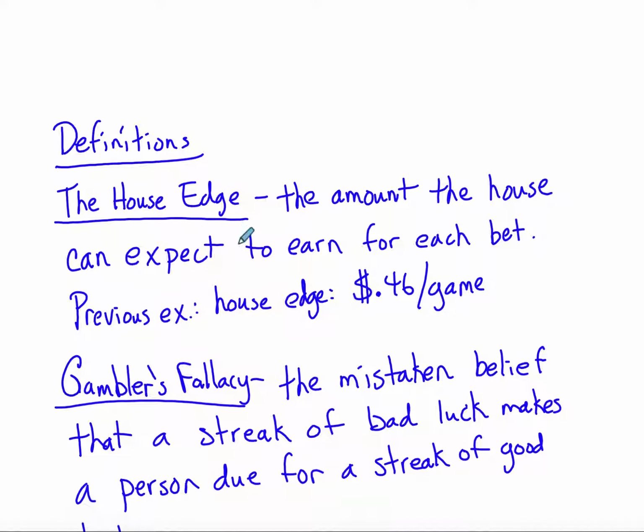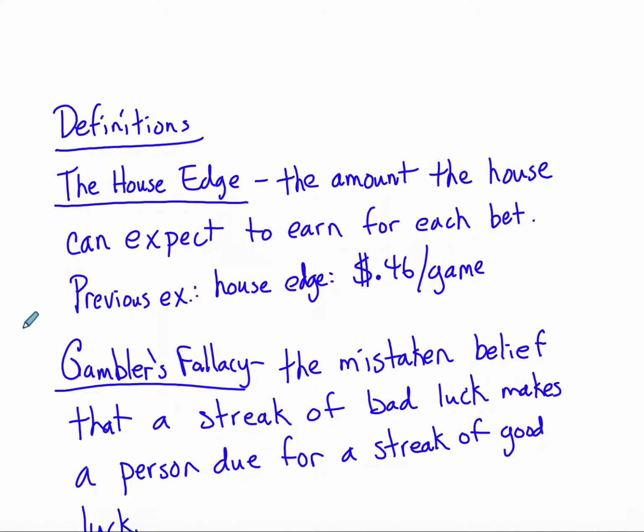Another thing to talk about is this idea of the law of large numbers, which gets us to a concept called the house's edge. If you ever do any kind of gambling, you will notice that the house actually will win. That's why casinos are so big and so luxurious, because they actually are winning. And that's because they have what we call a house's edge, which is the amount the house can expect to earn for each bet. So in the previous example, the game that we were playing, you lost 46 cents, which means the house expects to gain 46 cents per game. So they get an idea of that, and that's how they can budget.